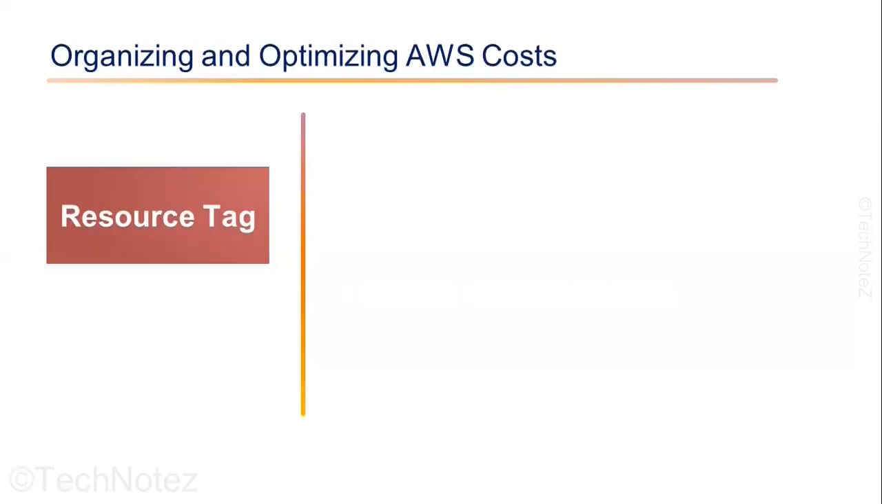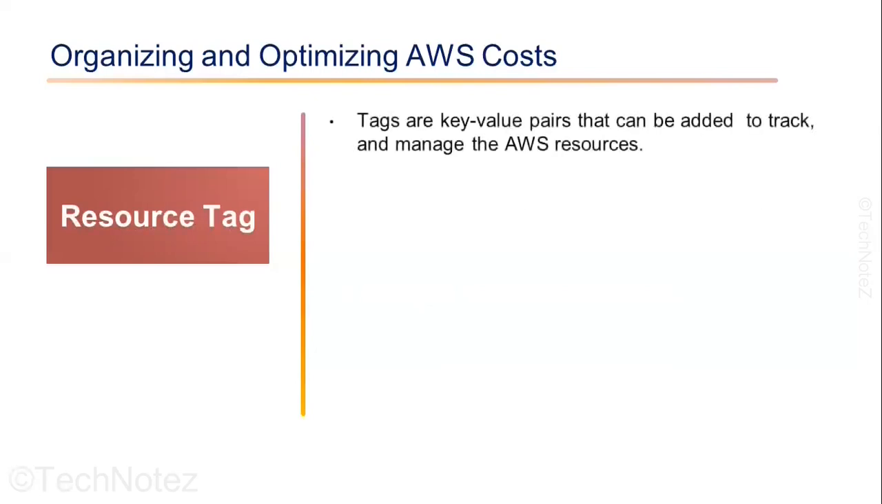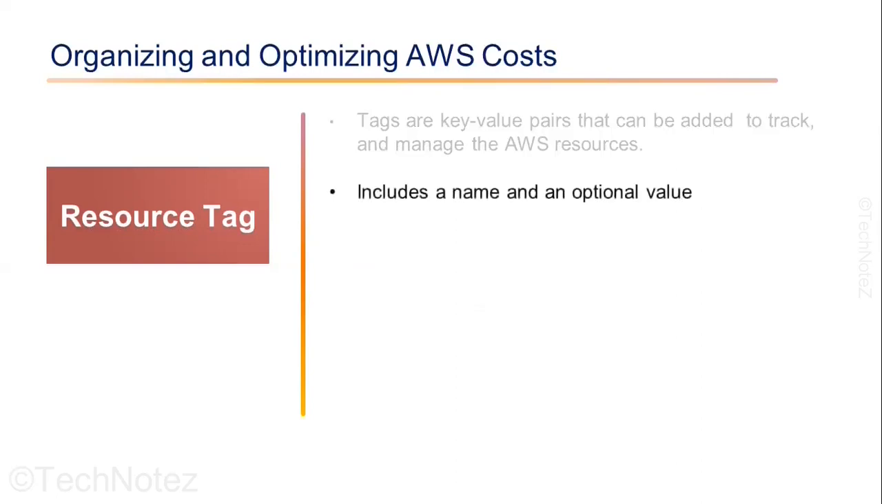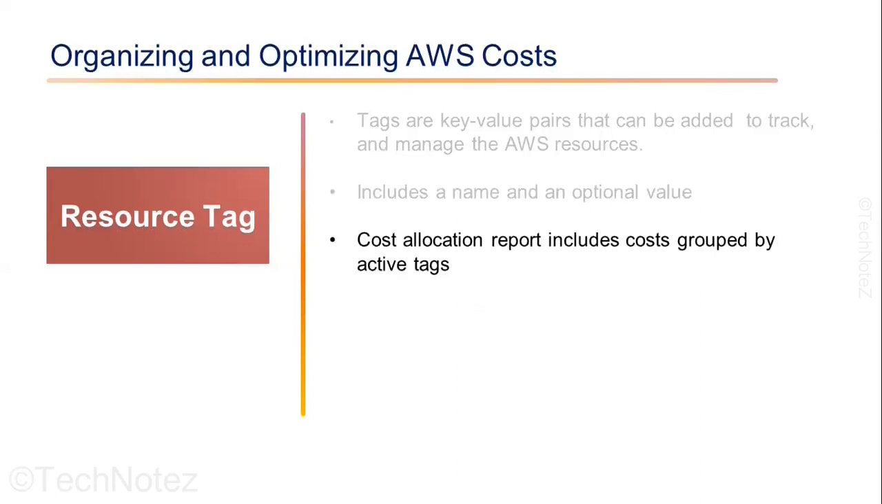Next, let's talk about AWS resource tags. Tags are key value pairs that can be added to AWS resources in order to track and manage those resources. These are just metadata that can be assigned to the AWS resources. AWS tags include a name and an optional value. So let's say, for example, we have a website that we are launching and we have 5 web servers. Well, we could go in and just put web server as a tag on each of those servers. And then when we want to explore our cost, we could say, okay, how much are we spending on everything that has a tag of web server.